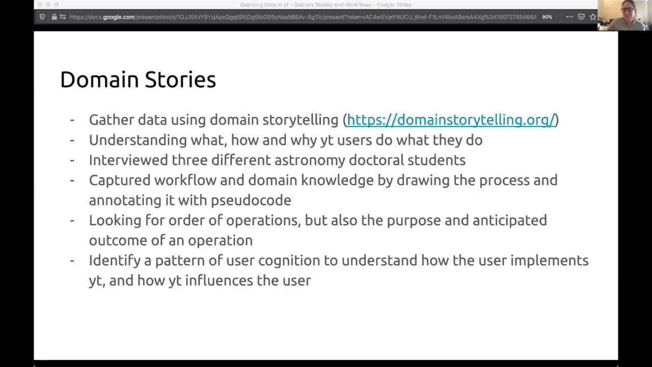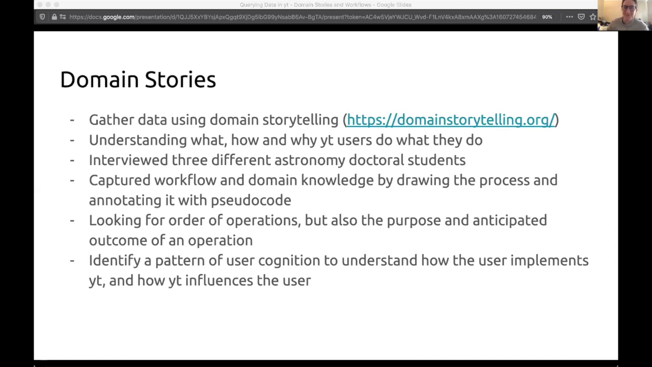So what are these narratives going to look like? I'm going to organize them using something called domain stories. And this is something I did as part of a class as an investigation into a new kind of data collection to understand how and what YT users do what they do. It's sort of an interview, but I had 3 people from my lab, doctoral students in astronomy, who are going to remain anonymous. I had them draw their process on a notebook, not a Jupyter notebook, on a paper notebook. I had them draw what they do.